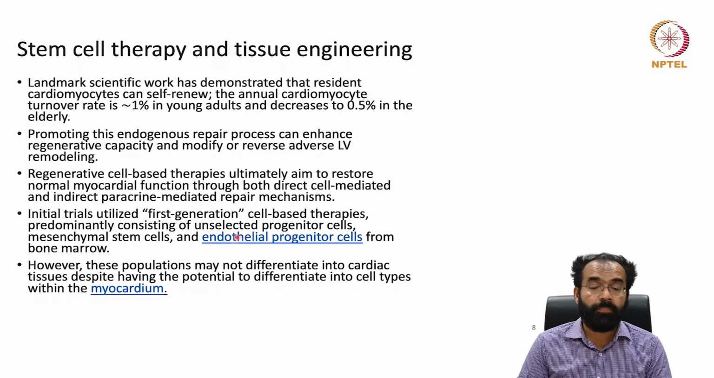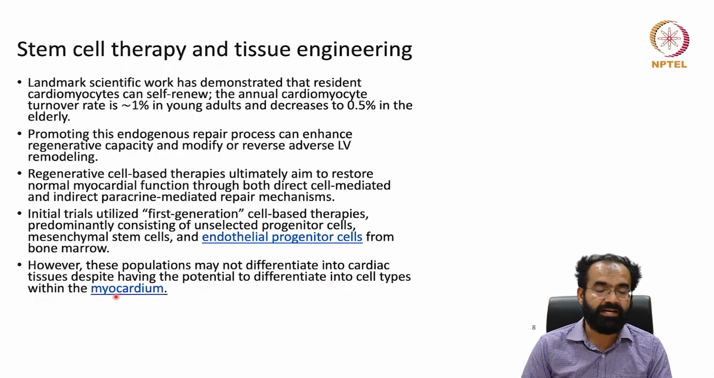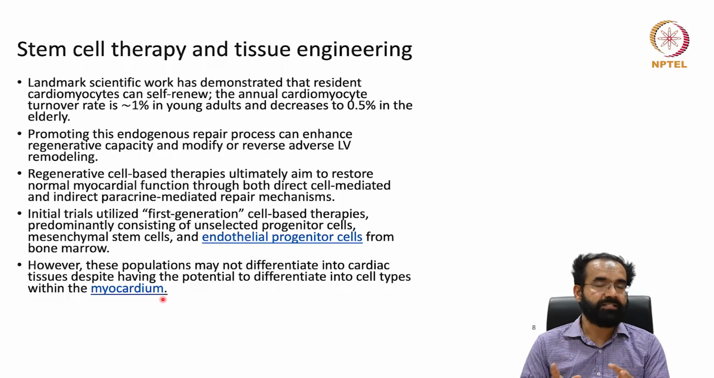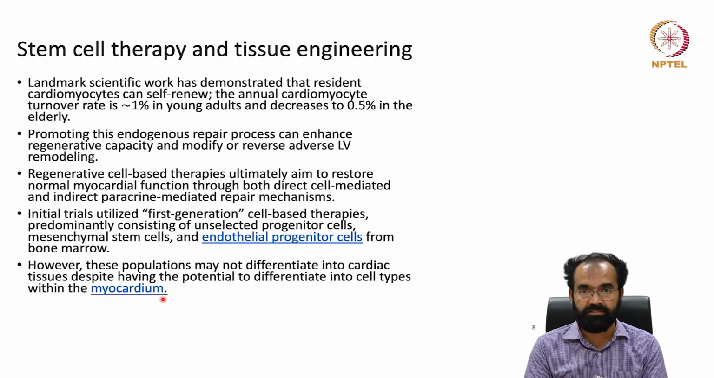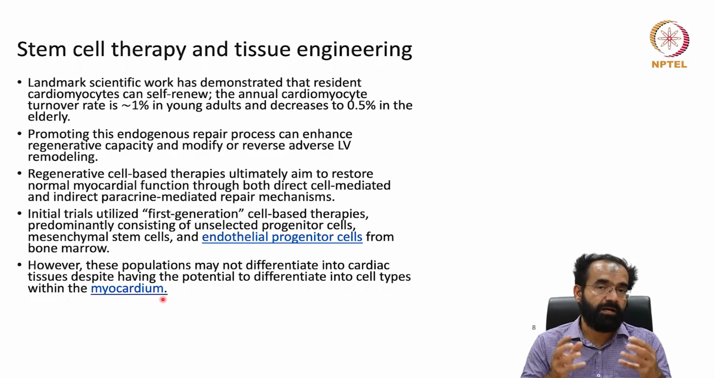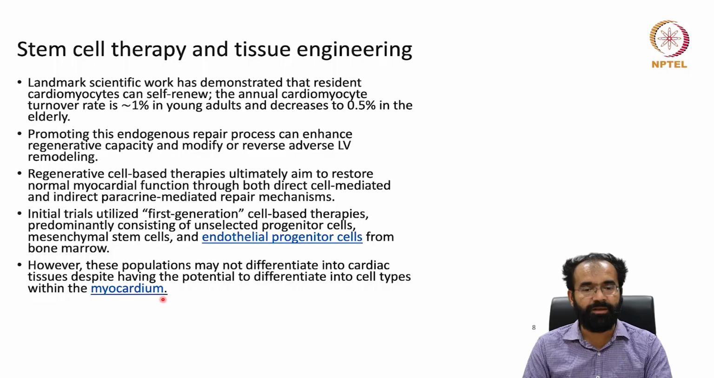Initial trials utilized first generation cell-based therapies, predominantly consisting of unselected progenitor cells, mesenchymal stem cells, and endothelial progenitor cells taken from the bone marrow. Although they seem easy, they carry some baggage. These populations may not differentiate into cardiac tissue despite having the potential to differentiate into cell types within the myocardium. Two problems. One is it may not effectively differentiate, or even if it does, there is a possibility that it may change into something else, because it was originally derived not from the heart but from the bone marrow. So this is the main issue.